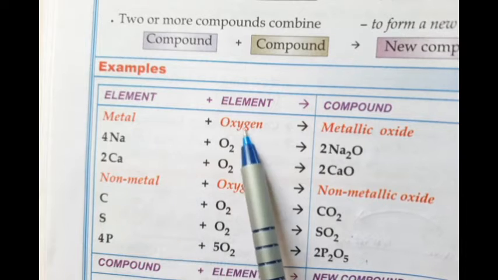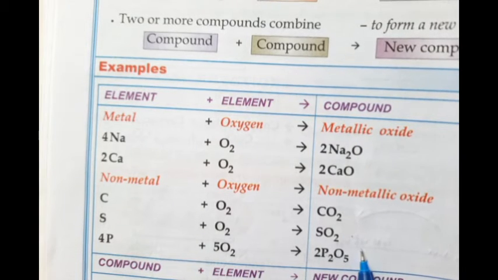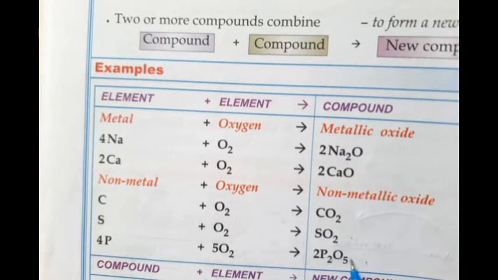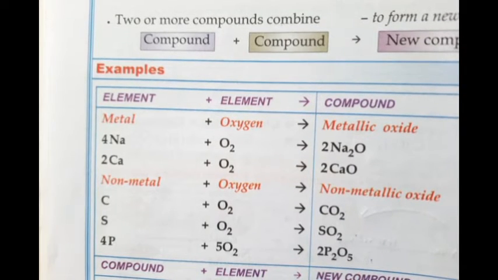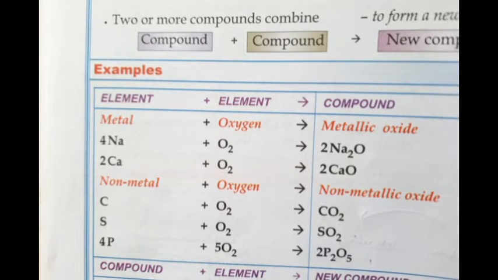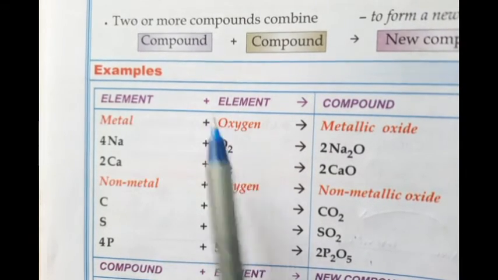So two elements combine to form a compound. So these are the examples of combination reactions or synthesis reaction. Now you don't have to learn all of these reactions. Keep this in mind. Just to show you how combination occurs, I have shown you between elements and elements.